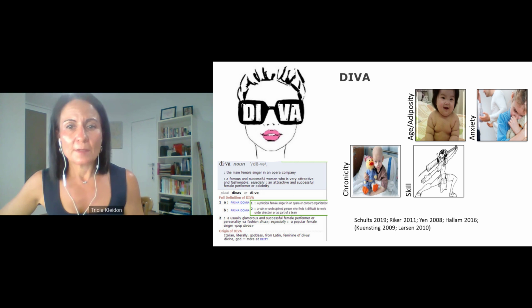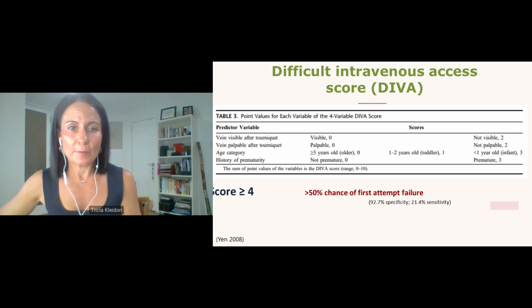And whilst there are various tools that are validated for various clinical groups, these are mostly in adults or in the emergency department. And what we lack is what do you do with a patient once you identify them as a difficult intravenous access patient? So the most common type of tool that has been used frequently in the literature is Yen's 4-point tool. So this was validated in the emergency department for paediatrics. They allocated a score of 0 to 2 for each variable, and they concluded that a score of greater than 4 had a greater than 50% chance of first-time insertion failure.